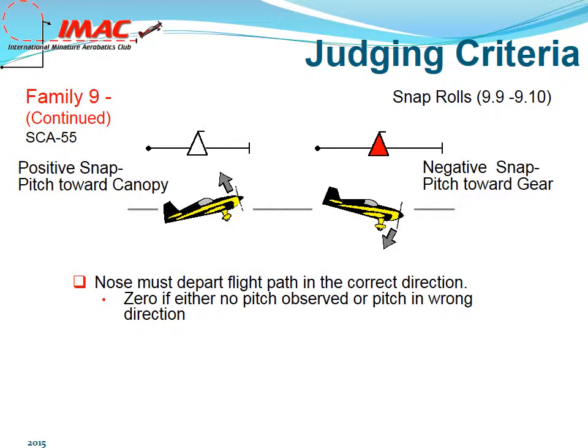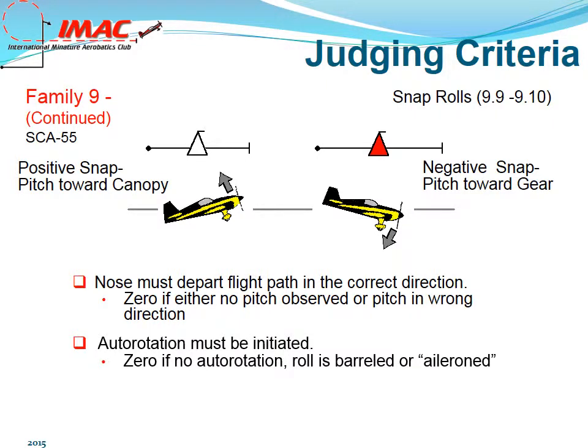Snap rolls. The nose must depart the flight path in the correct direction, 0 if either no pitch observed or pitching in the wrong direction. A positive snap will pitch towards the canopy. A negative snap will pitch toward the gear.